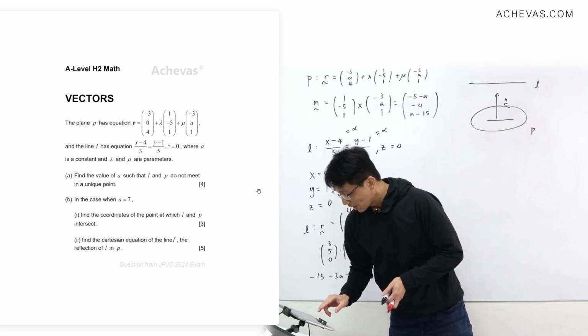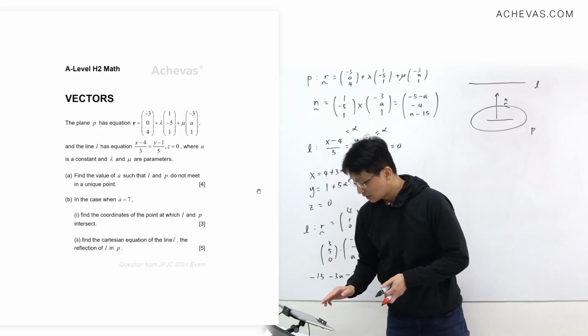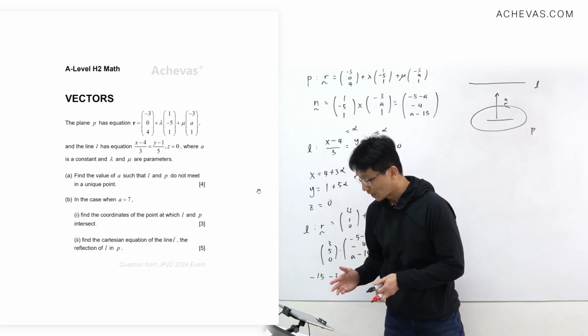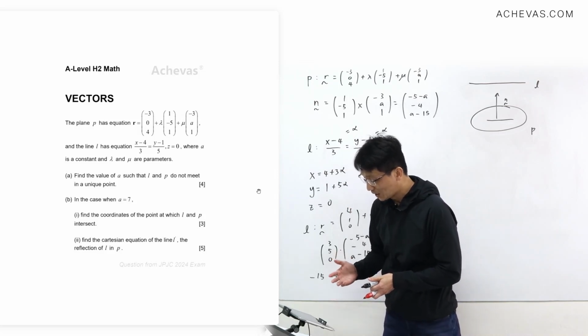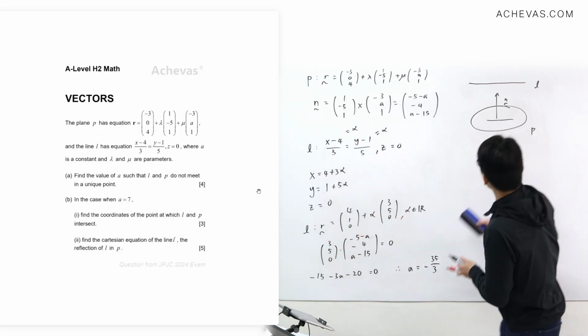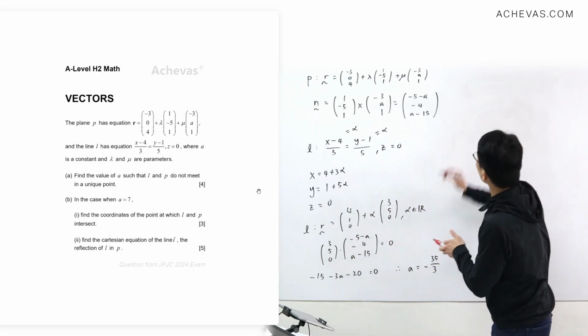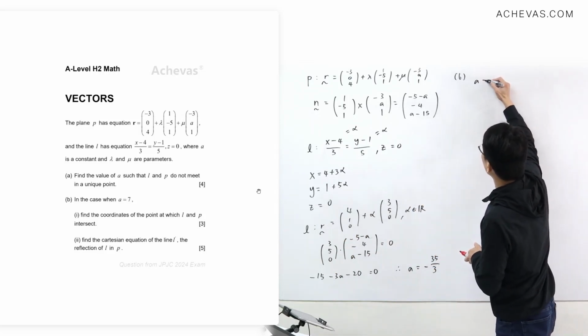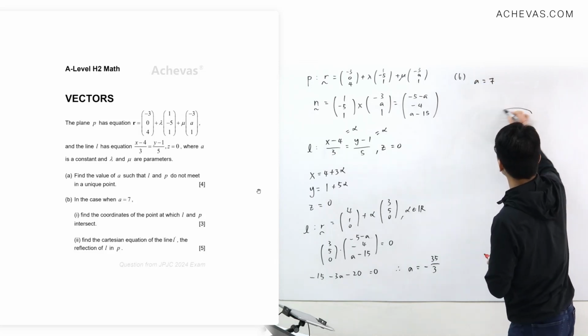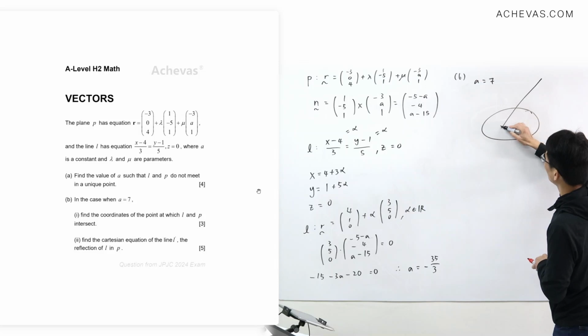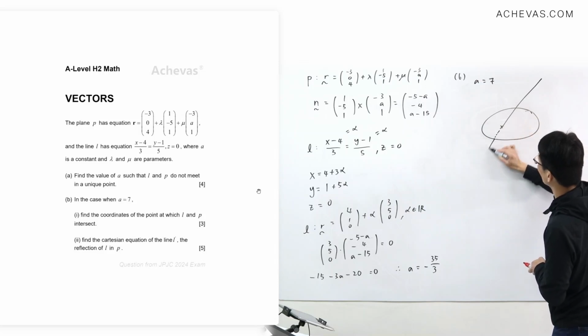Right, so now let's look at part B of the question. In this question, it says that a now is given to be 7. Find the coordinates of the point at which the line L and P intersect. So now we have a bit of a different situation here. For part B, a is given by 7. Now we have the plane here, and the line will actually intersect at this particular point here.